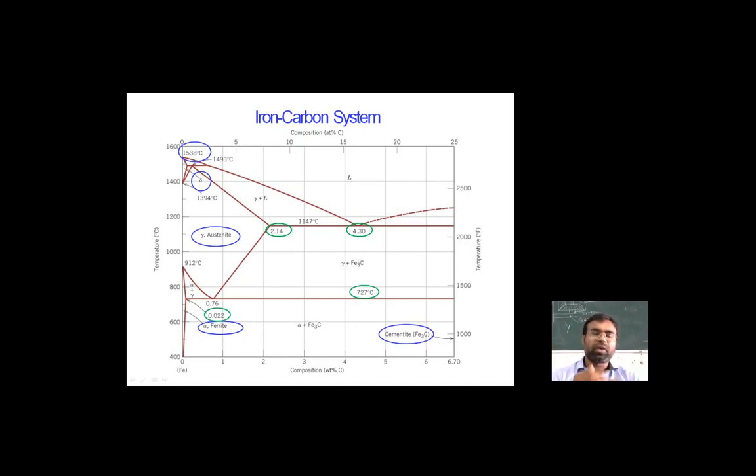So we are only focusing on that, and we understand how the iron carbon composition with respect to temperature changes the microstructure, and due to that change in the microstructure, the property of the steel changes. As we already know, when we increase the percentage of carbon in the iron or any material, the hardness of that material increases.